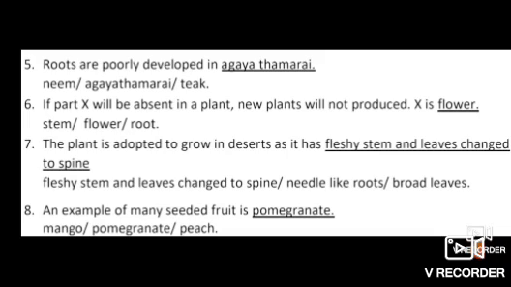Then seventh one, the plant is adapted to grow in desert as it has fleshy stem and leaves change to spine. Then eighth one, an example of many seeded fruit is pomegranate.